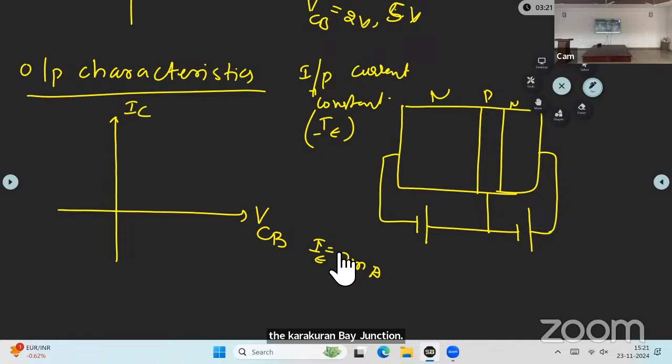Which region is constituting the whole current in the transistor? Which region is emitting the charge carriers? Emitter. So that emitter we are keeping constant at 2 milliamps. So how much current will be present in the output circuit? 2 milliamps only. Now if you are increasing the reverse voltage, this voltage, then what will happen?